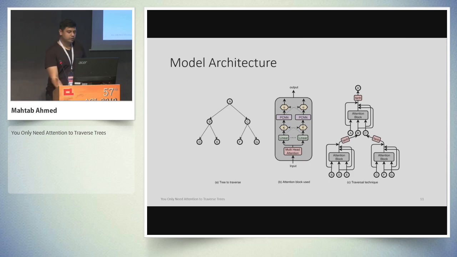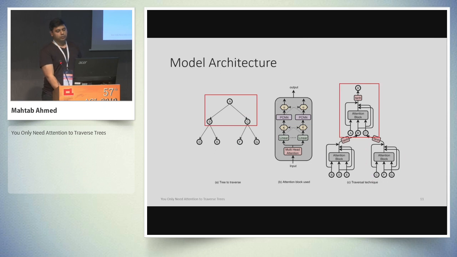When you traverse this portion of the tree, the traversal is going to look like this. When you traverse this portion of the tree, the traversal is going to look like this, and when you traverse the final root node, the traversal is going to look like this. And the attention block is the one in the middle. So this gives you one vector representation of the entire tree.